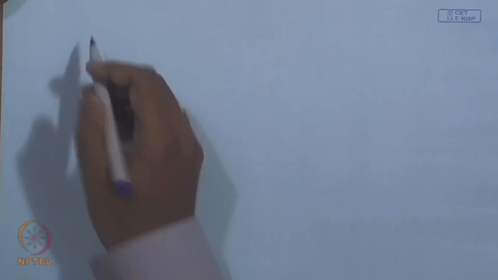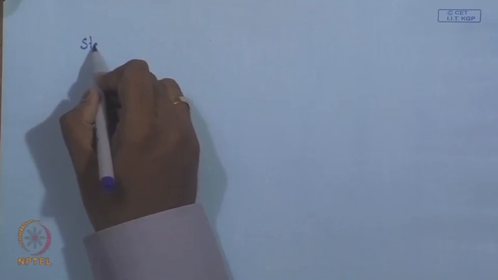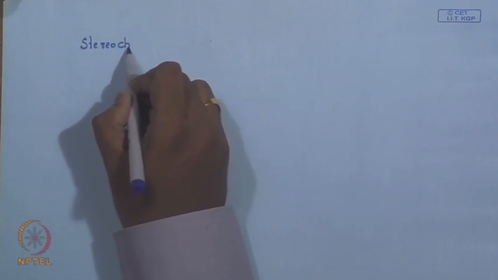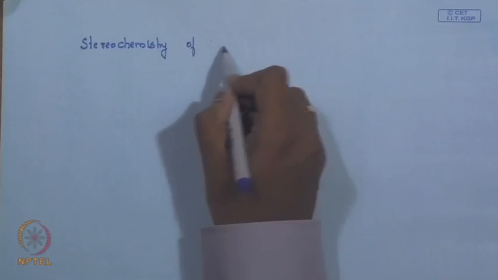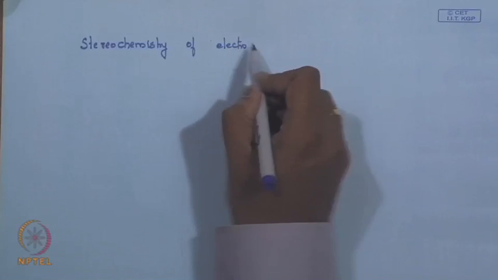To understand that, first we have to understand the stereochemistry, and for understanding the stereochemistry of electrocyclic reactions, you have to know the molecular orbitals. Without that, it is very hard to understand them. So, what we will do is take a general system and try to understand its stereochemistry first. Now we are slowly getting into the stereochemistry of electrocyclic reactions.